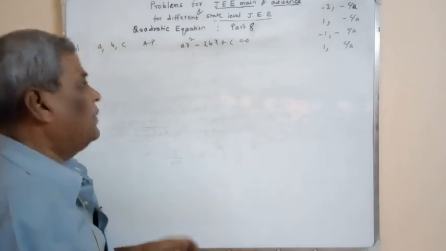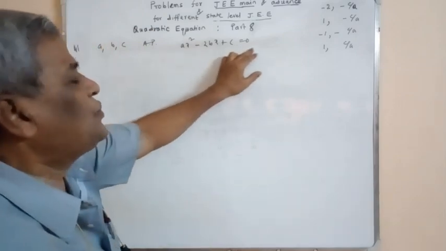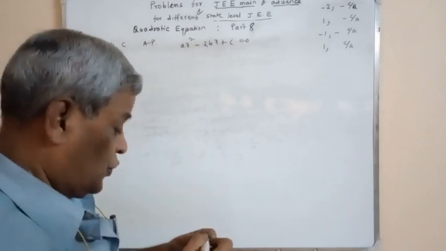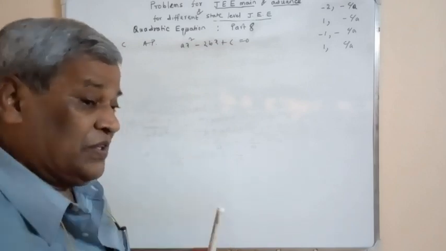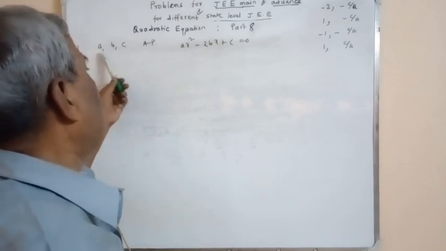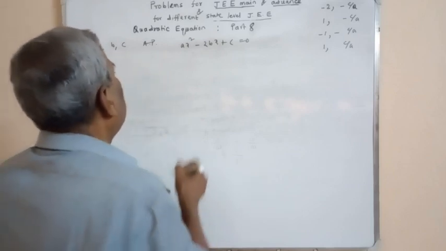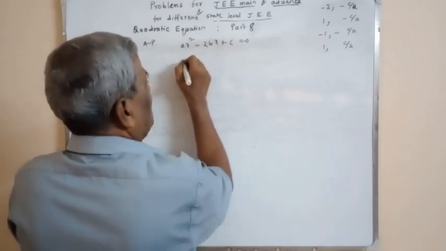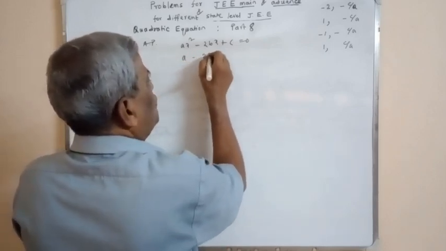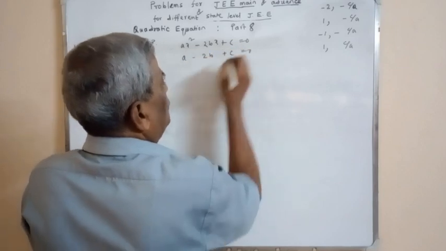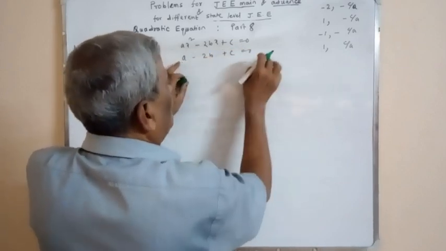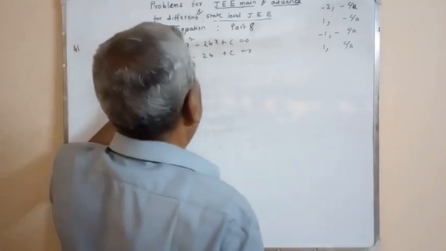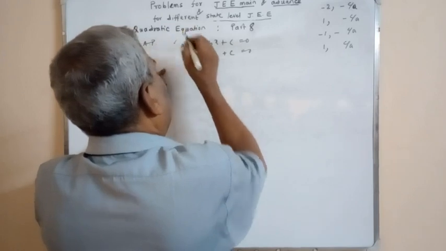Here in that problem, one quadratic equation is given, x square minus 2bx plus c is equal to 0. And about A, B, C, it is given that A, B, C are in AP. That means A plus C is equal to 2B, that is a minus 2b plus c is equal to 0, because a plus c is equal to 2b. Then to find the roots of that given equation.